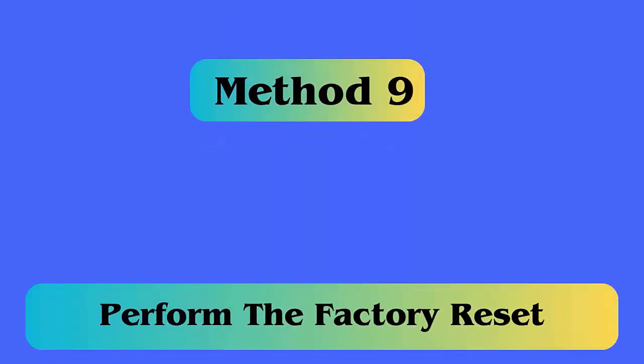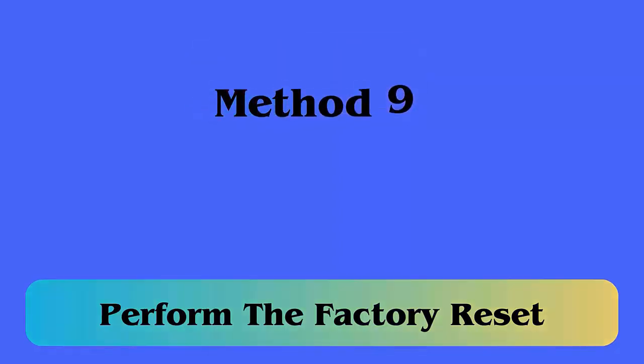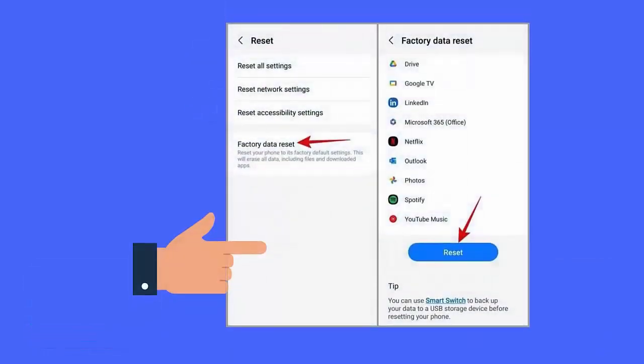Method 9, perform factory reset. Follow the steps. First, go to Settings, then scroll down, tap on Backup and Reset. Ensure Backup My Data option is enabled. If not, then check the box next to the option. Next, scroll down and tap on Factory Data Reset. Then, confirm the selection by selecting the option Reset Phone.